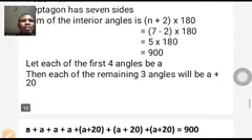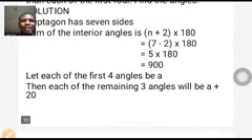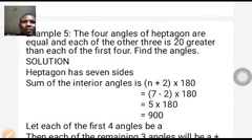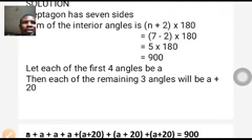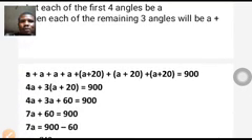Now they say that the first 4 are equal. So let's say each of the first 4 is represented by A. And they say the remaining 3 are 20 greater than each of the first 4. So each of the remaining 3 will be A plus 20. So we now have the first 4 as A plus A plus A plus A, and the remaining 3 as A plus 20, A plus 20, A plus 20, and that is equal to 900.